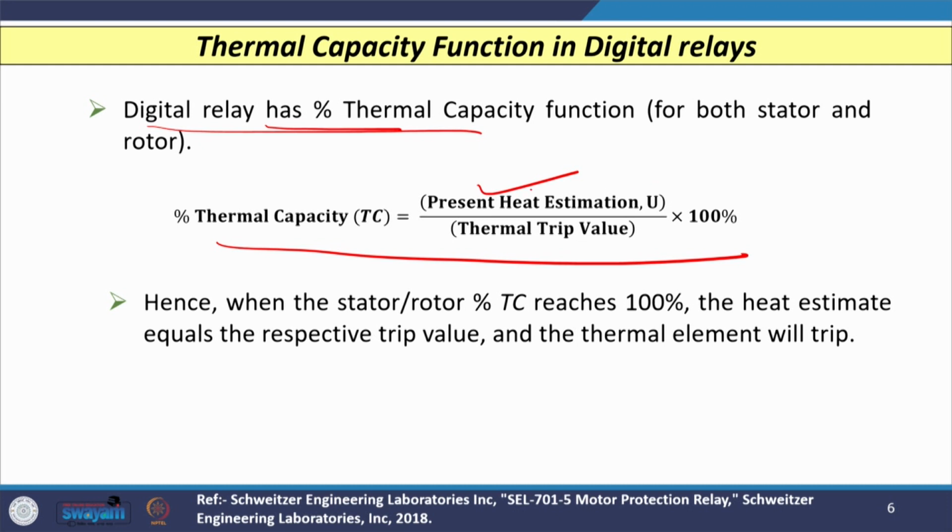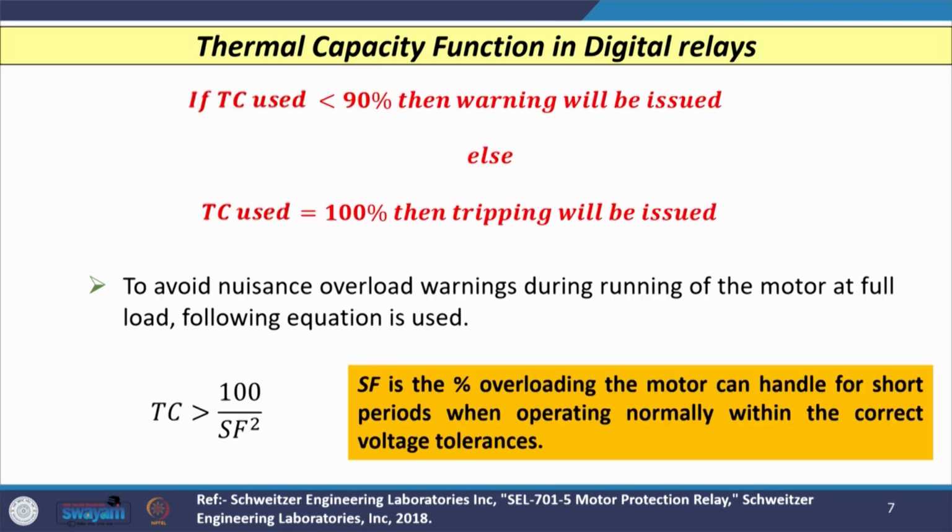So, it is a ratio of present heat estimation divided by thermal trip value, and this thermal trip value in the denominator is nothing but some threshold. If that heat value exceeds this, then tripping or warning may be initiated. Hence, when the stator or rotor percentage thermal capacity reaches 100%, the heat estimate becomes equal to the respective trip value and the thermal trip element will initiate a tripping command. So, how does this thermal capacity function work? If your thermal capacity is greater than 90%, then a warning will be issued by this element, else if it is 100%, then tripping will be initiated by this element or function.